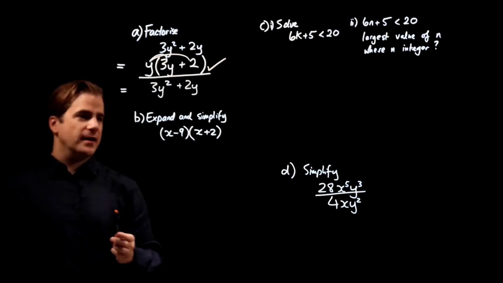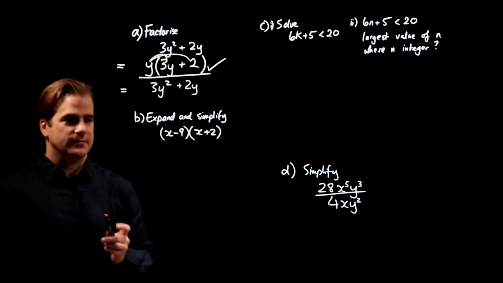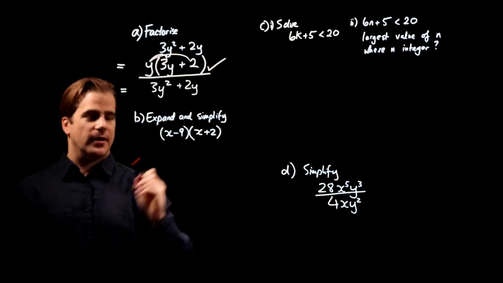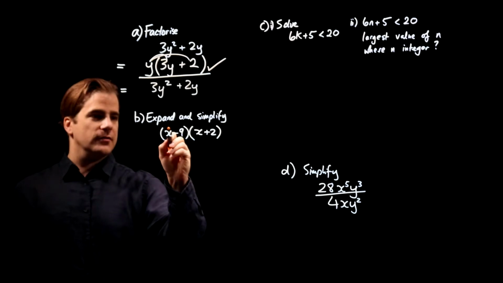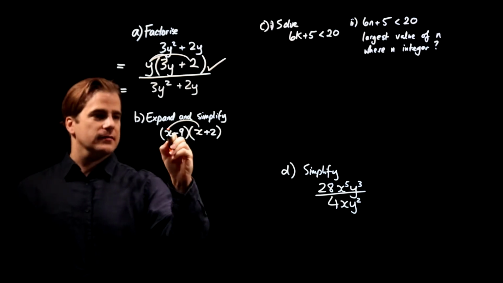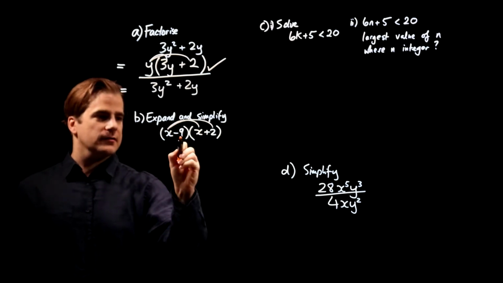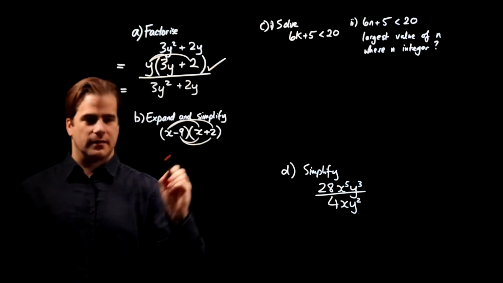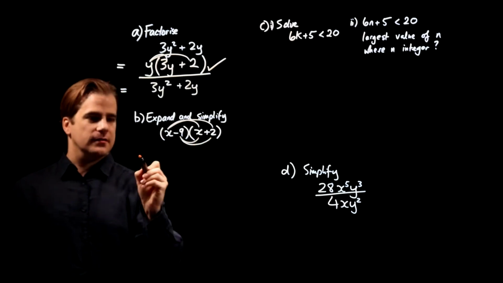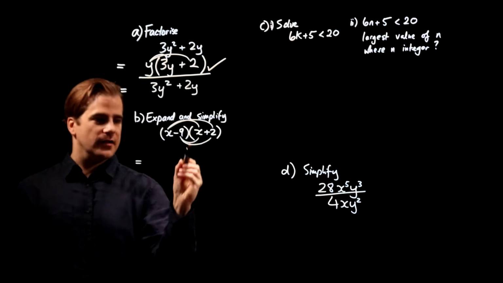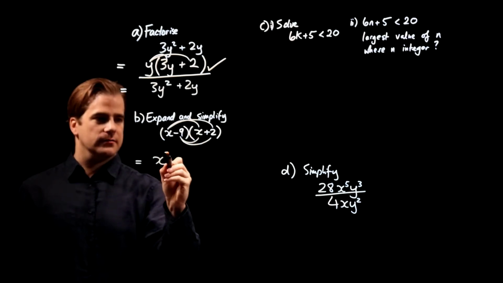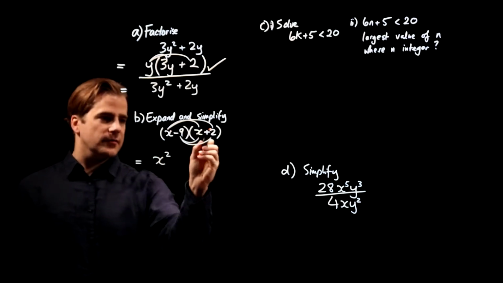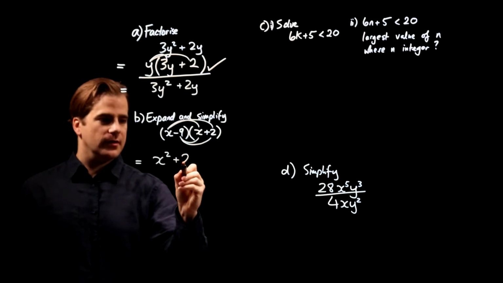Okay, expand and simplify this. Okay, we're multiplying out brackets, so we have to do that times that, that times that, that times that, and that times that. So x times x is x squared. X times plus 2 is plus 2x.